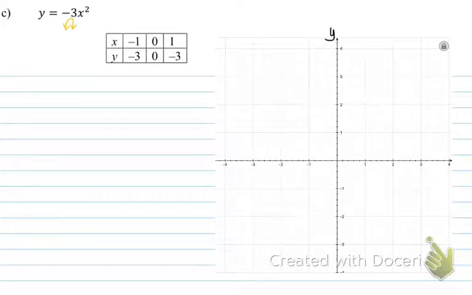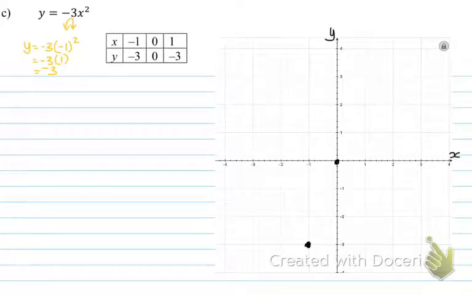Now I'm going to substitute in the value of -1. It's very important to substitute in brackets. Let's do it quickly. y is equal to -3 times (-1) squared. Now I have to remember -1 times -1 is +1 and 1 times -3 is -3. So the answer will be -3. And so I do with 0 and with 1, and then I plot them.